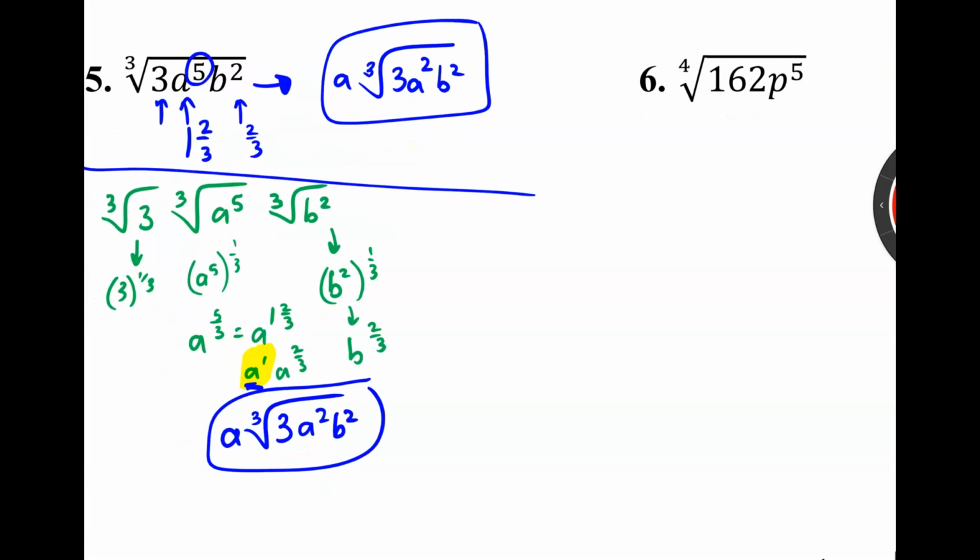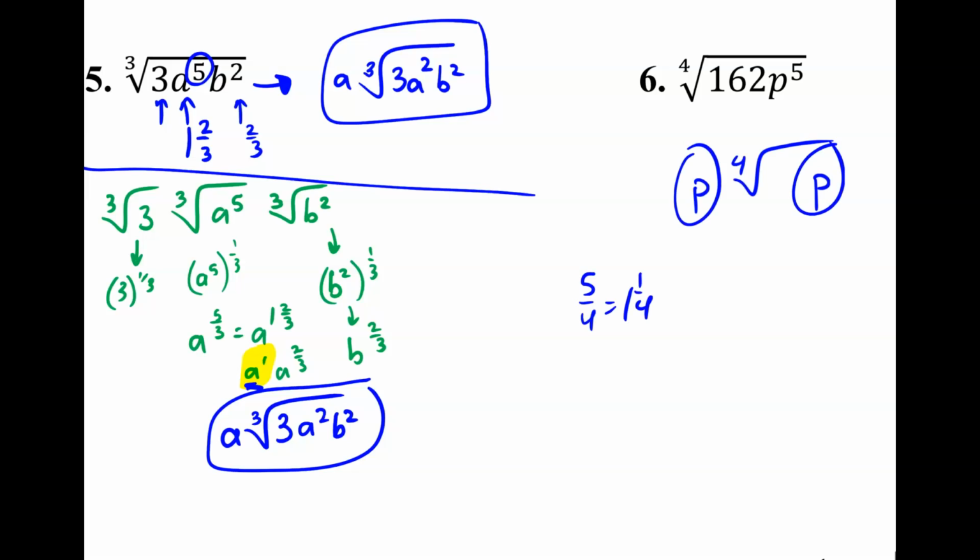So let's see. So exactly. So 5 minus 4 is, so I'll have a p here and I'll have a p here. Because 5 over 4 is just 1 and 1/4. So I have a p out here to the first power, and then I have a p to the 1/4 power because it's inside the 4th root.